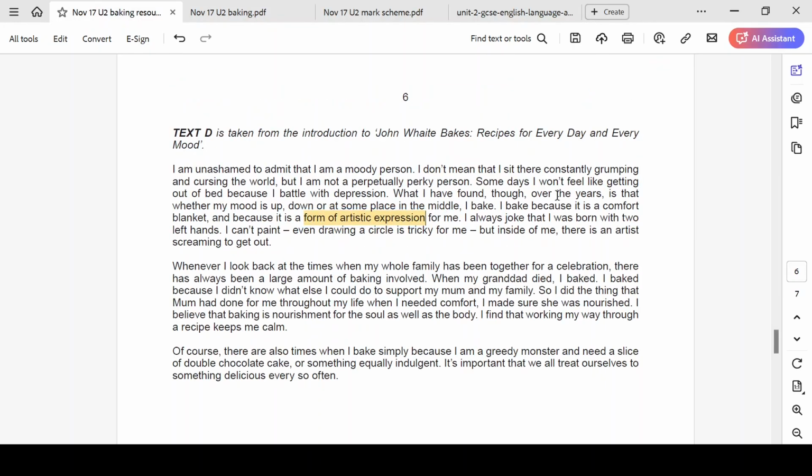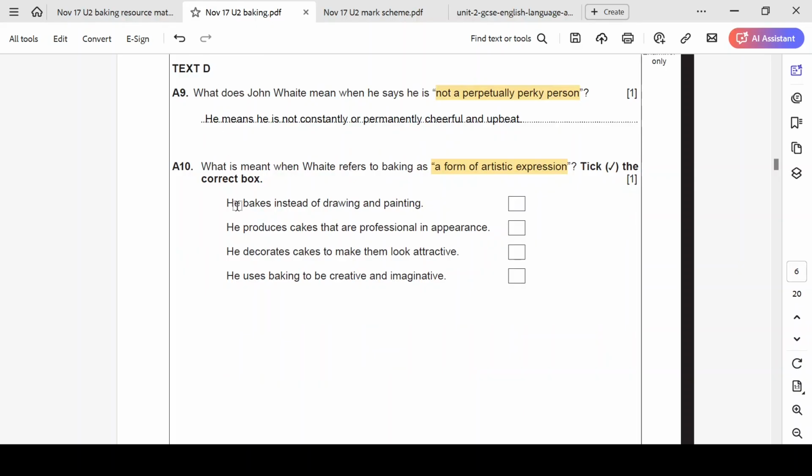So what I found is that whether my mood is up, down, or at some place in the middle, I bake. I bake because it's a comfort blanket and because it's a form of artistic expression for me. I always joke I was born with 2 left hands. I can't paint. Even drawing a circle is tricky. But inside me, there's an artist screaming to get out. So he bakes instead of drawing and painting. But he said he's not very good at those. So it could be that.